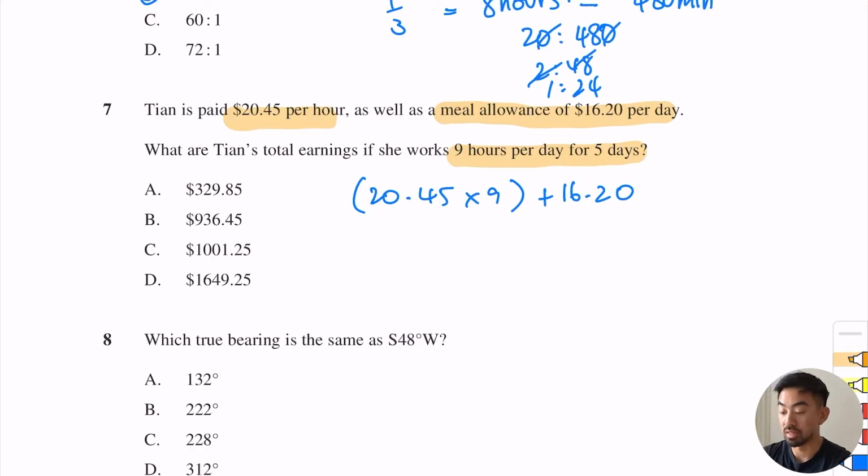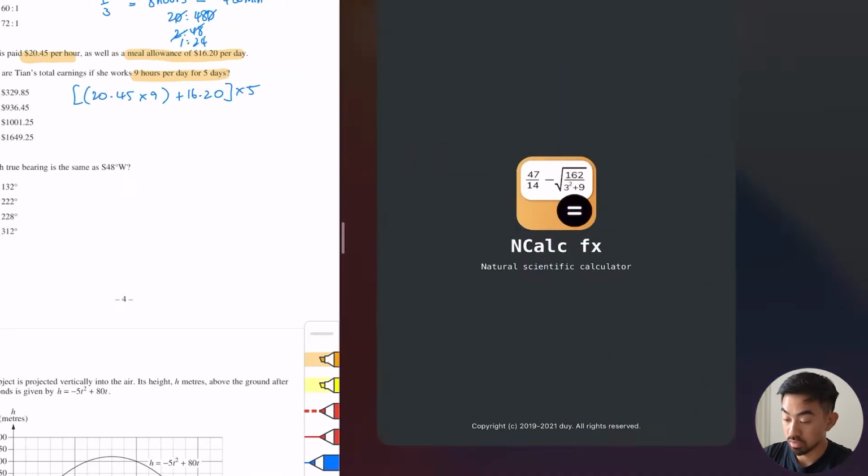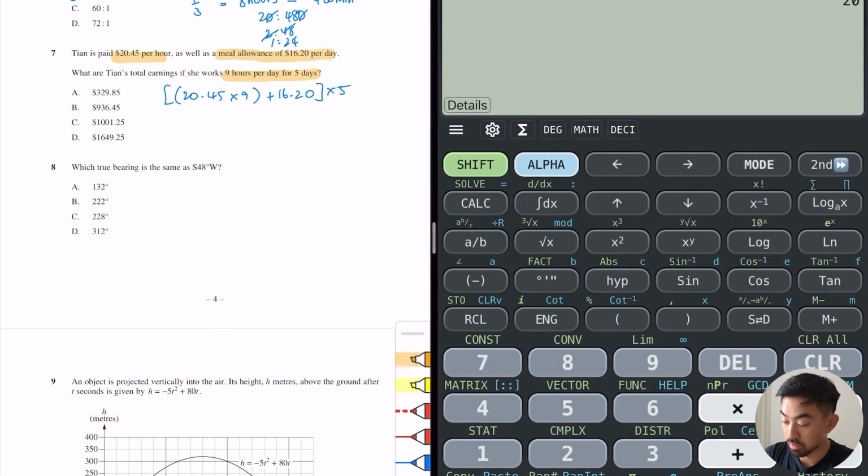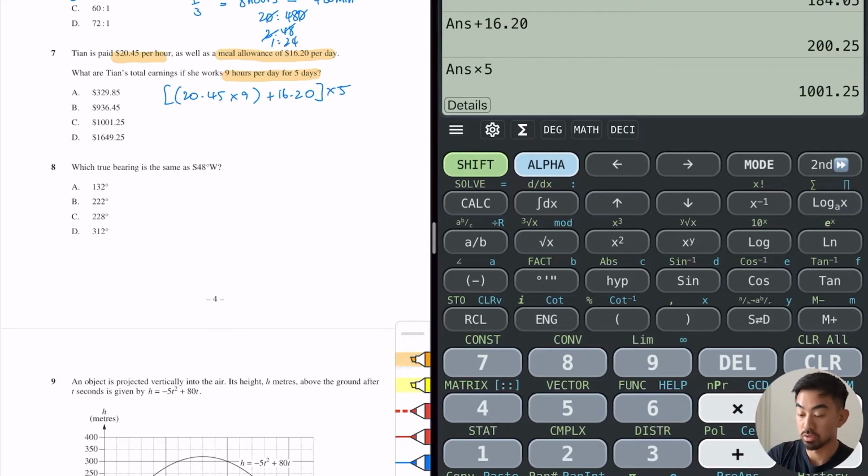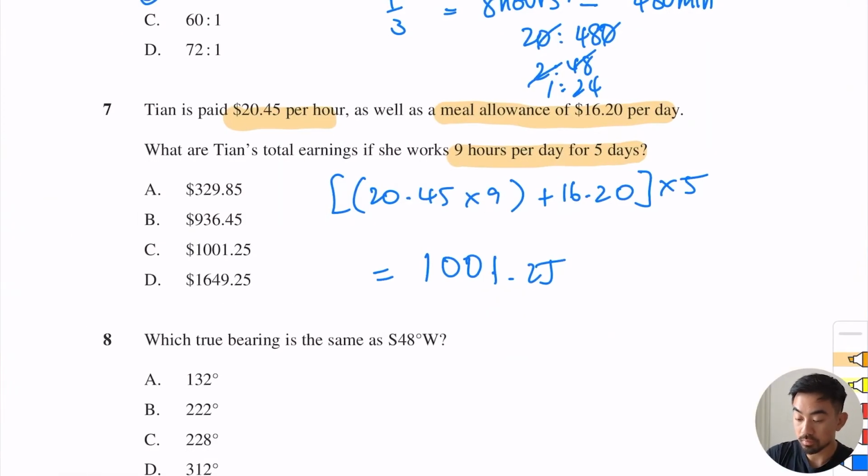And because she's doing this 5 days, I need to multiply that by 5. Okay, so let's do this. I've got 20.45 times 9, plus $16.20, which is $225. And now I need to multiply that by 5, so that gives me $1,001.25. So my answer is C.